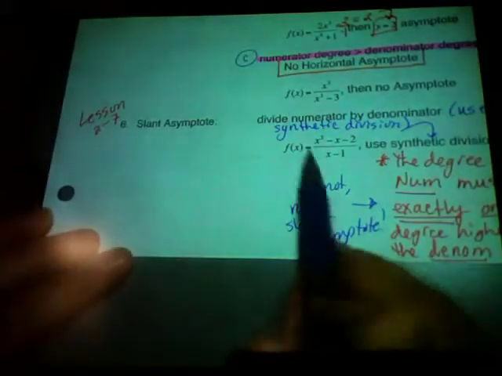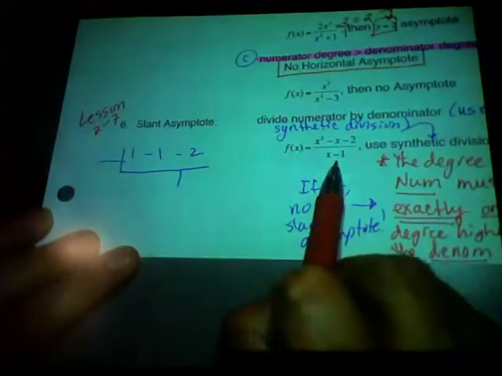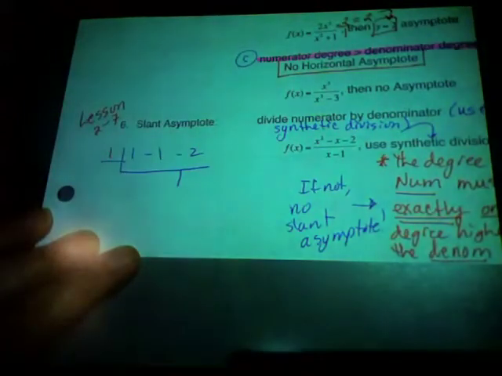Am I missing any terms? Nope. So I have 1, -1, and -2. There's my remainder, there's my shelf. What am I putting in the shelf? Set this equal to 0. What would the 0 be? 1. So then go ahead and do your work.